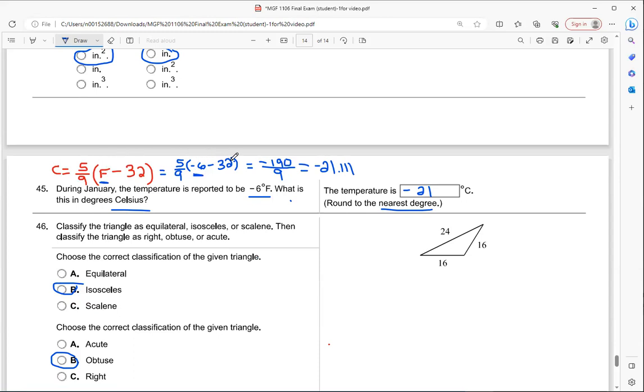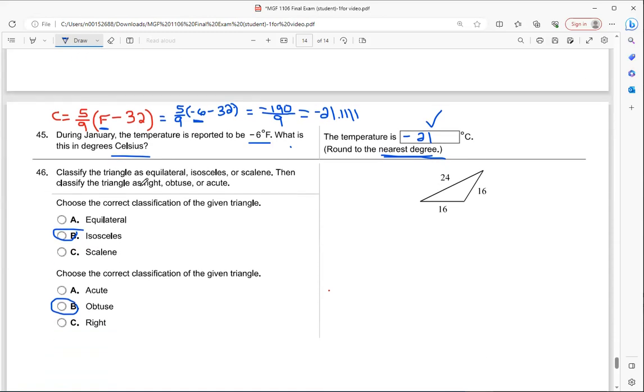-6 minus 32 times 5 gives us -90. And then we divide that by 9 to get -21.1. That decimal repeats, but we were asked to round to the nearest degree. That's the nearest whole number, which would be 21. So we list it as -21.